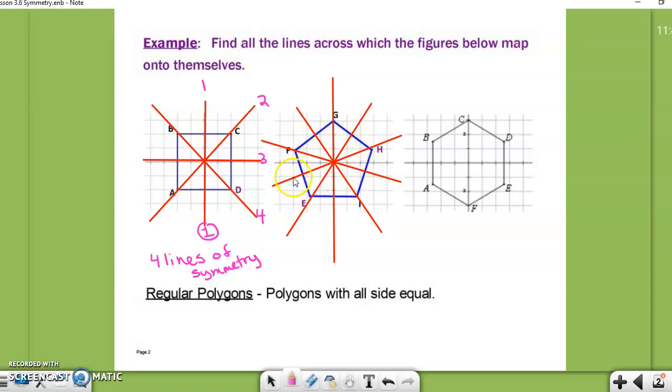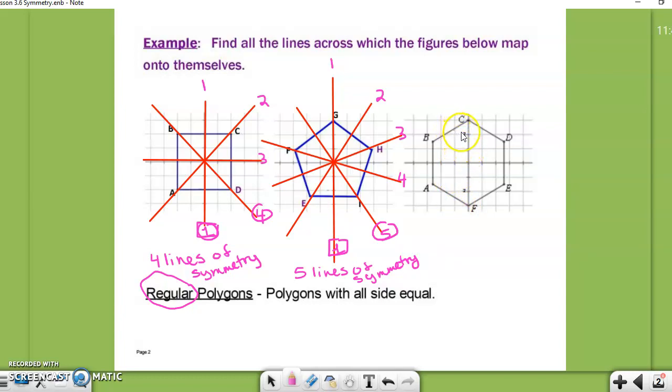Okay, 1, 2, 3, 4, 5-sided figure. I got a pentagon here. Let me count the lines of symmetry. 1, 2, 3, 4, 5. When I get to here, I'm back to 1. So this one, when you get back to 1, it doesn't count. This one over here, the pentagon, and it is a regular pentagon. We'll talk about that in a minute. Regular down here. All sides are equal, so it has 5 lines of symmetry. Or rather, 5 lines of fold where it lands directly on itself.